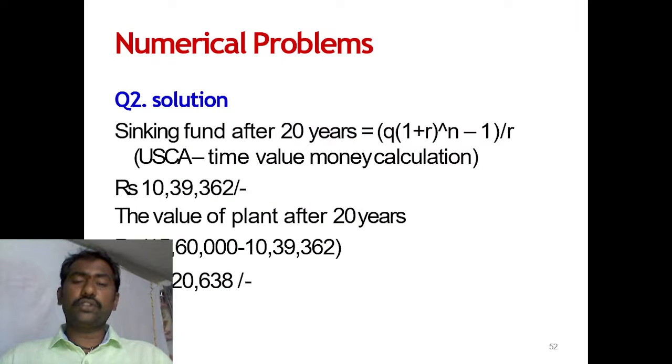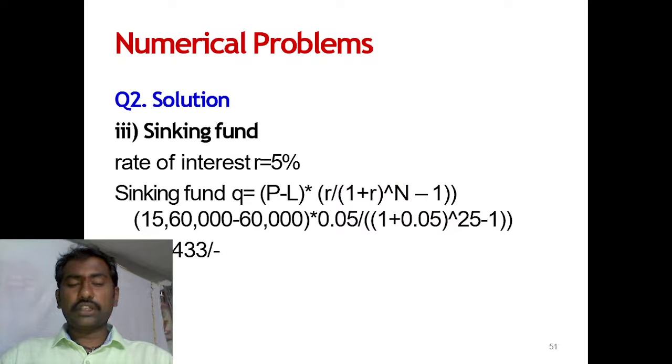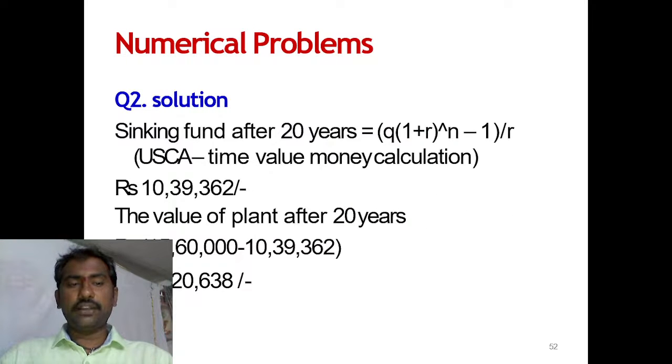So by substituting all those values, we can find the sinking fund value 31,433. So by using this 31,433, sinking fund after 20 years equal to another formula Q into ((1 plus R) whole to the power of n minus 1) by R. So substitute that Q 31,433, then we can get the sinking fund after the 20 years, that is 10,39,362. So the value of the plant after the 20 years is 15,60,000 minus 10,39,362.